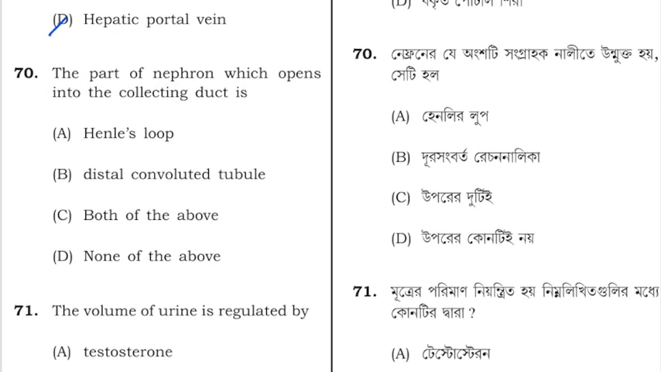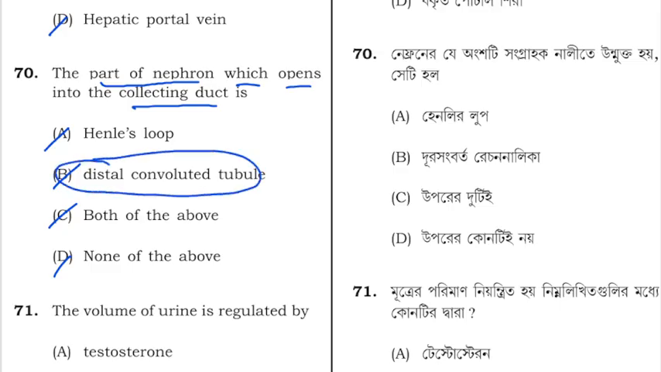Next question is, the part of the nephron which opens into collecting duct is called Henle's loop, distal convoluted tubule, both of the above or none of the above. So the correct answer is distal convoluted tubule.